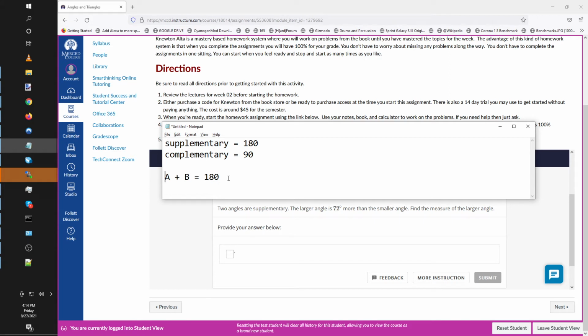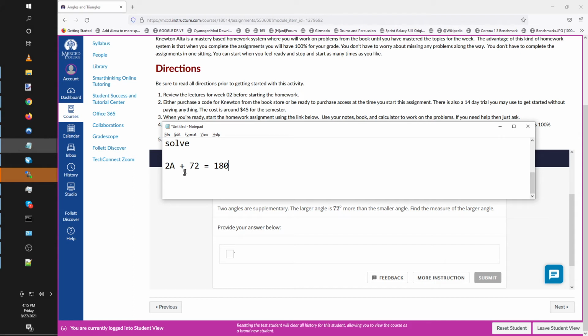So what you do is you say, okay, well, one of them is the other one plus 72, right? So the angle B is A plus 72. And then it says find the measure of the larger angle. So this is an equation that you solve. So solve this. You get A plus A is 2A plus 72 equals 180.